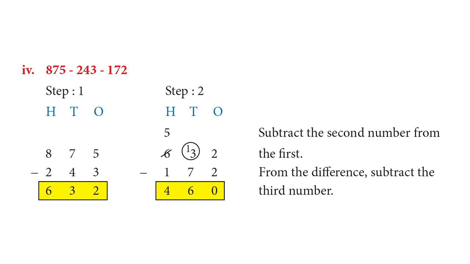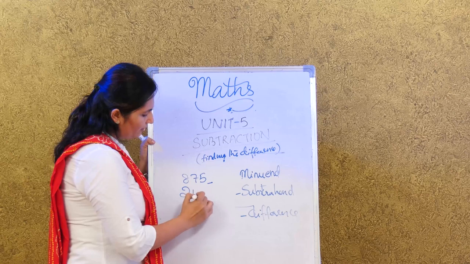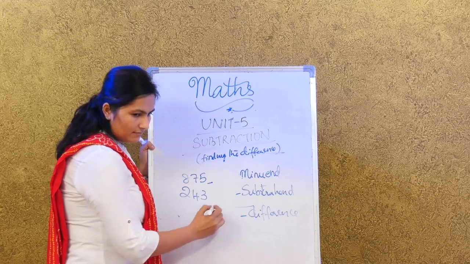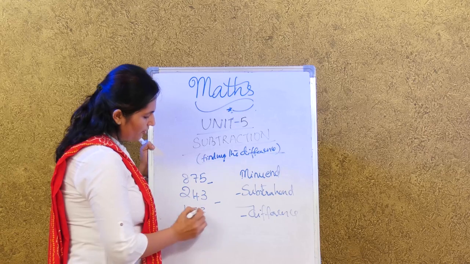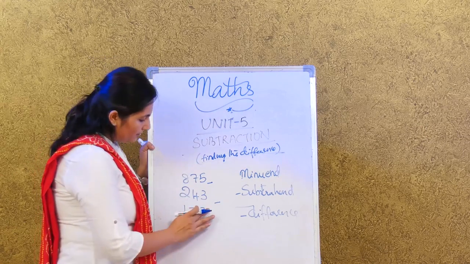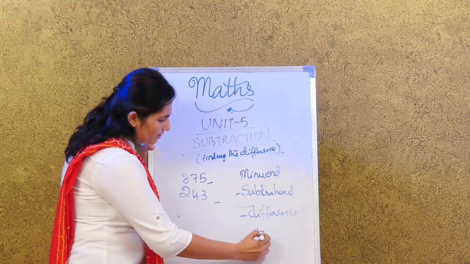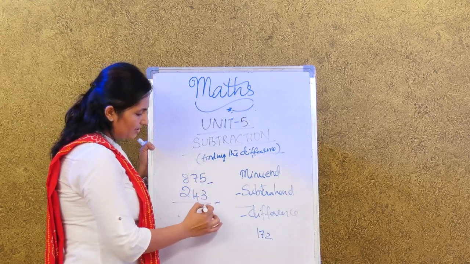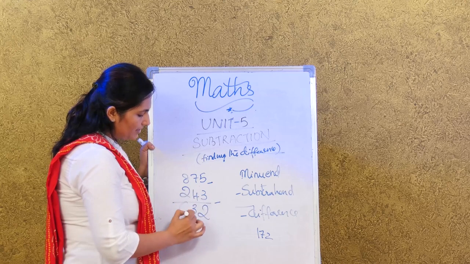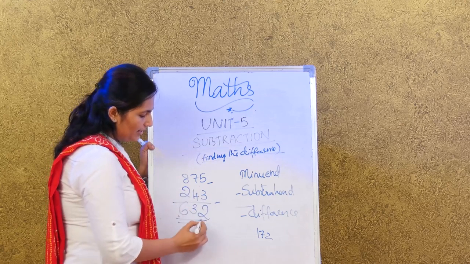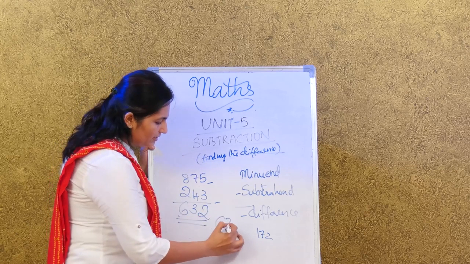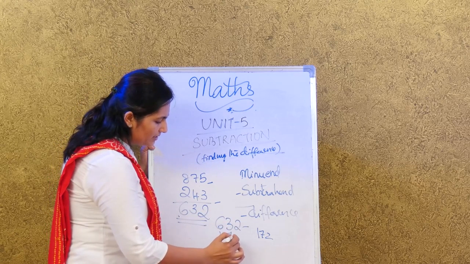Alright, let's look at one more sum on page number 87, Roman letter 4. How does this work? The sum is 875 minus 243 and then minus 172. We can't do this together, so what we will do is put the 172 aside and wait. 5 minus 3 is 2, 3, 6. 632 is the answer we got, and now we do 632 minus 172.